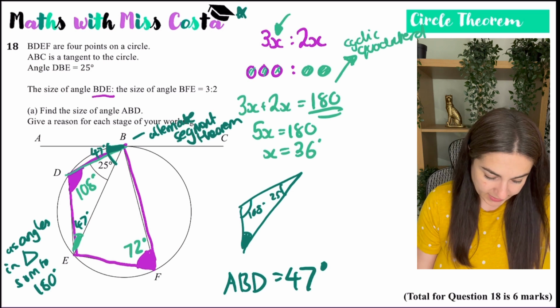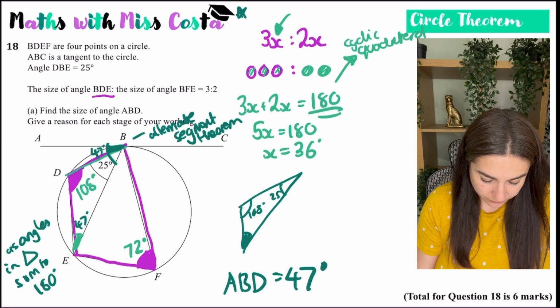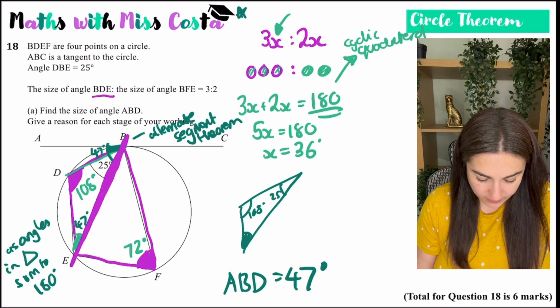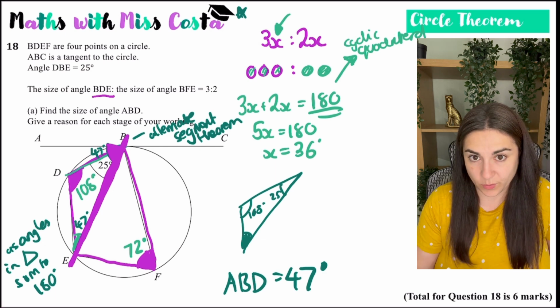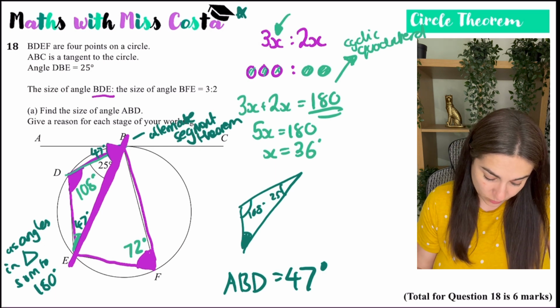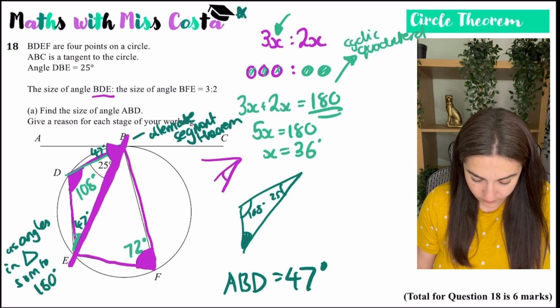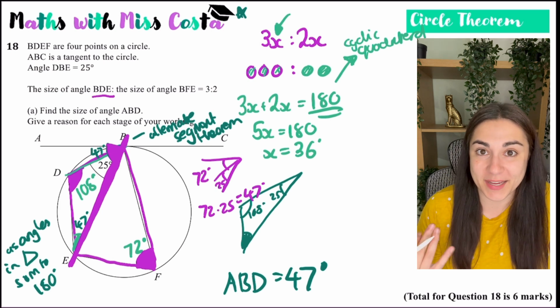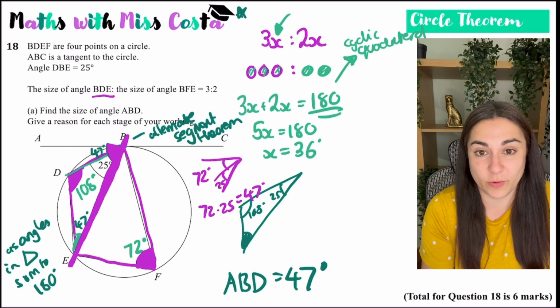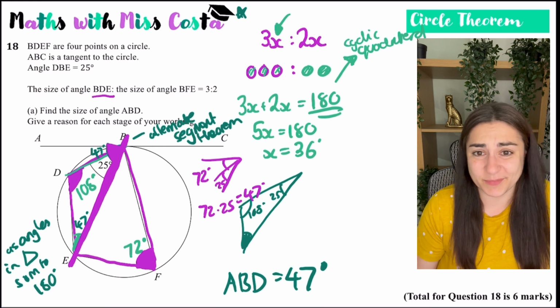Another way you could have done it is, you know that this is a chord as well. The angle between the tangent and the chord is equal to the angle in the alternate segment, so all of this must equal 72. So you know that this angle, 25 degrees, and this must sum to 72 degrees. So 72 take 25 is 47. That's another way you could have done it. There are loads of other ways, but essentially alternate segment theorem and cyclic quadrilateral are the key circle theorems that would have been used here, and hopefully they make sense.